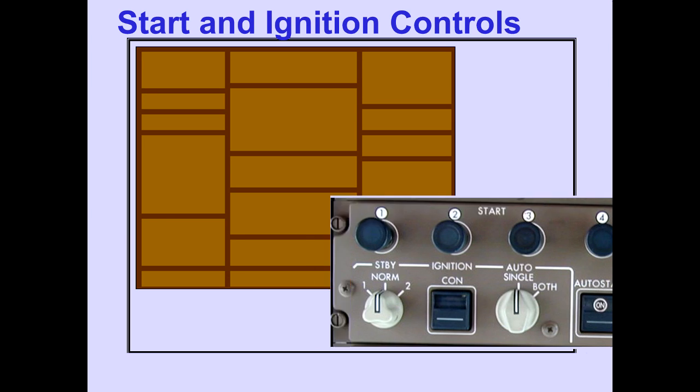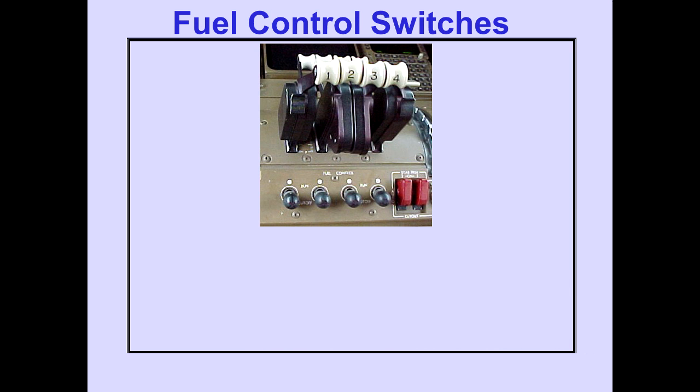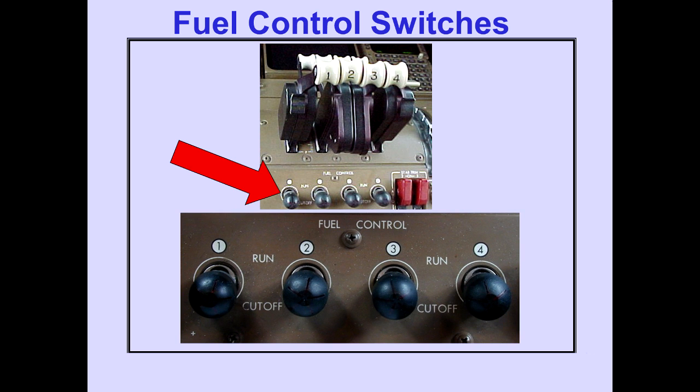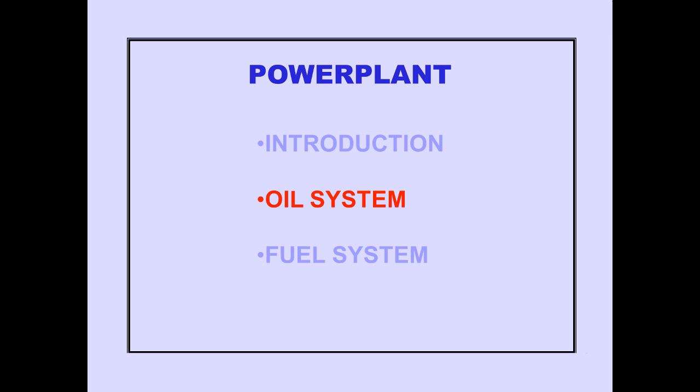Start and ignition controls are also located on the overhead panel. Fuel control switches are located on the control stand. Engine indications are electronically displayed on ICAS. Now let's discuss the oil system.